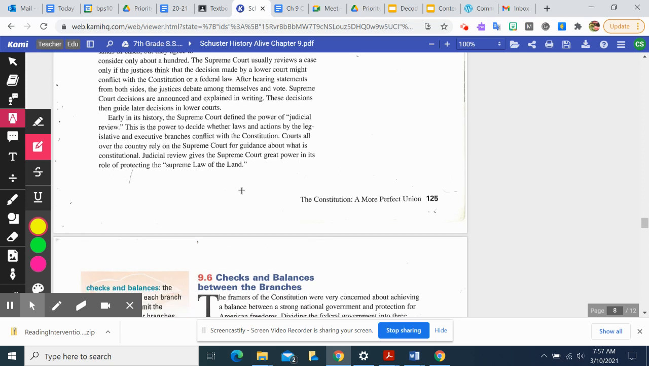Early in its history, the Supreme Court defined the power of judicial review. This is the power to decide whether laws and actions by the legislative and executive branches conflict with the Constitution. Courts all over the country rely on the Supreme Court for guidance about what is constitutional. Judicial review gives the Supreme Court great power in its role of protecting the supreme law of the land.